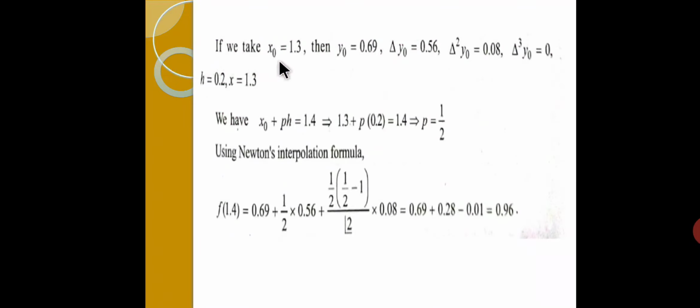Before that, if we take x0 is equal to 1.3, then y0 is equal to 0.69, delta y0 is 0.56, delta square y0 is 0.08 and delta cube y0 value is 0. So h is the interval difference 0.2 and x is equal to 1.4. So we have x0 plus ph is equal to 1.4. From this, p is equal to 1 by 2. Using Newton's interpolating formula, we substitute these values in the formula. We get the value at x is equal to 1.4, y is equal to 0.96. This is our required value.